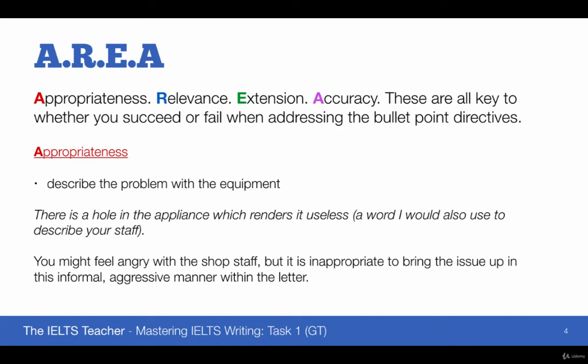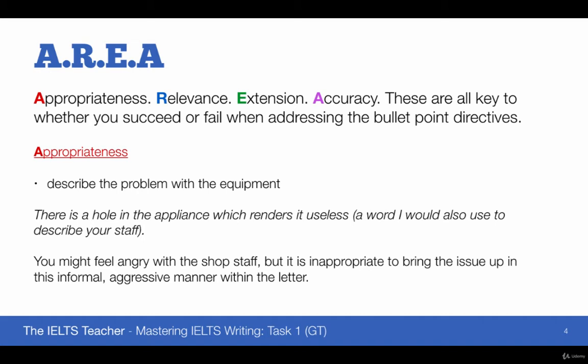So let's look at one of these bullet points. Describe the problem with the equipment. Now, this is a bit of an unlikely scenario. You're probably not going to write this, but it's good for an example. There is a hole in the appliance which renders it useless, a word I would also use to describe your staff. So that language in parentheses there, I wouldn't recommend that you write that.